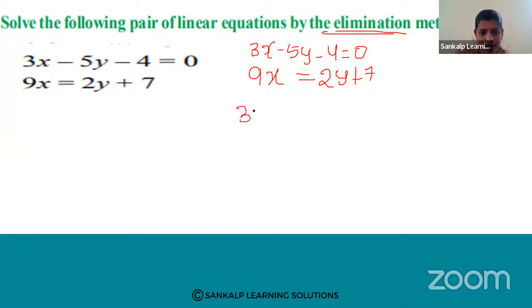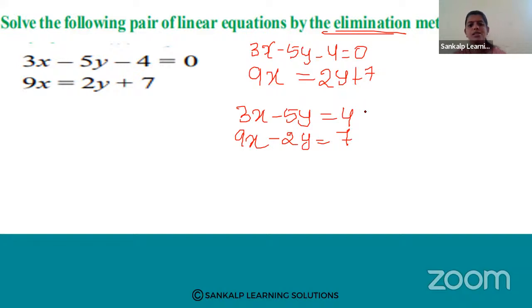So what will we do? 3x minus 5y, transfer this minus 4 to this side, it becomes plus 4, right? Next, 9x, transfer this 2y to this side, it becomes minus 2y is equal to 7. So now do the elimination method. For elimination method, what do we have to do? We have to make the coefficients of one variable equal. Then only you will eliminate one variable. We can do it for y or for x.